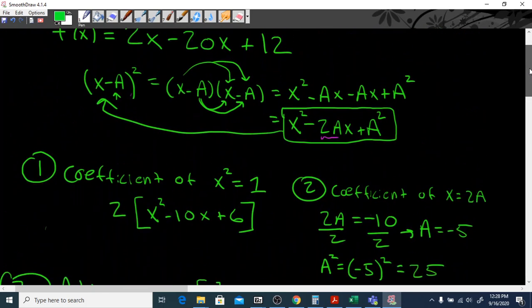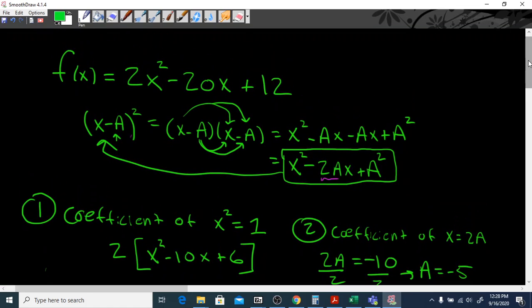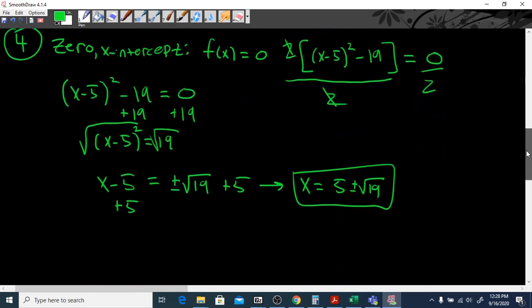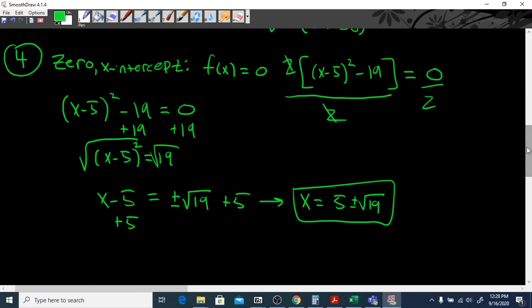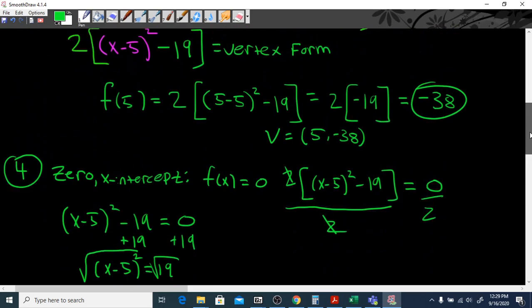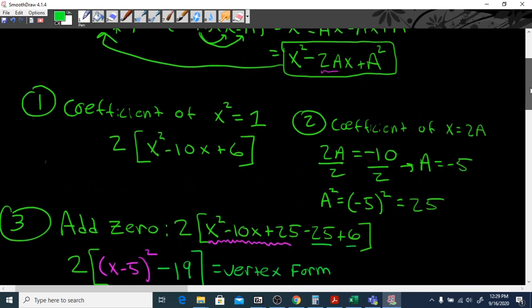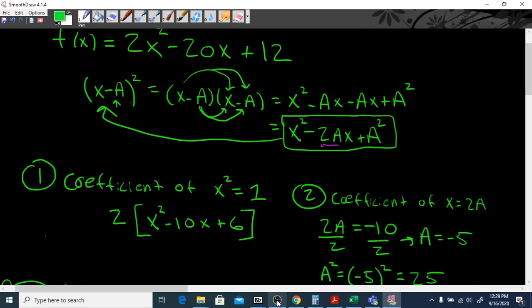We started out with standard form. It was not obvious where the vertex was. It was also not obvious where the zeros were, where the solutions were, the x-intercepts. And using vertex form, we were able to easily find the vertex and the solutions. And so that's going to wrap it up for this video.